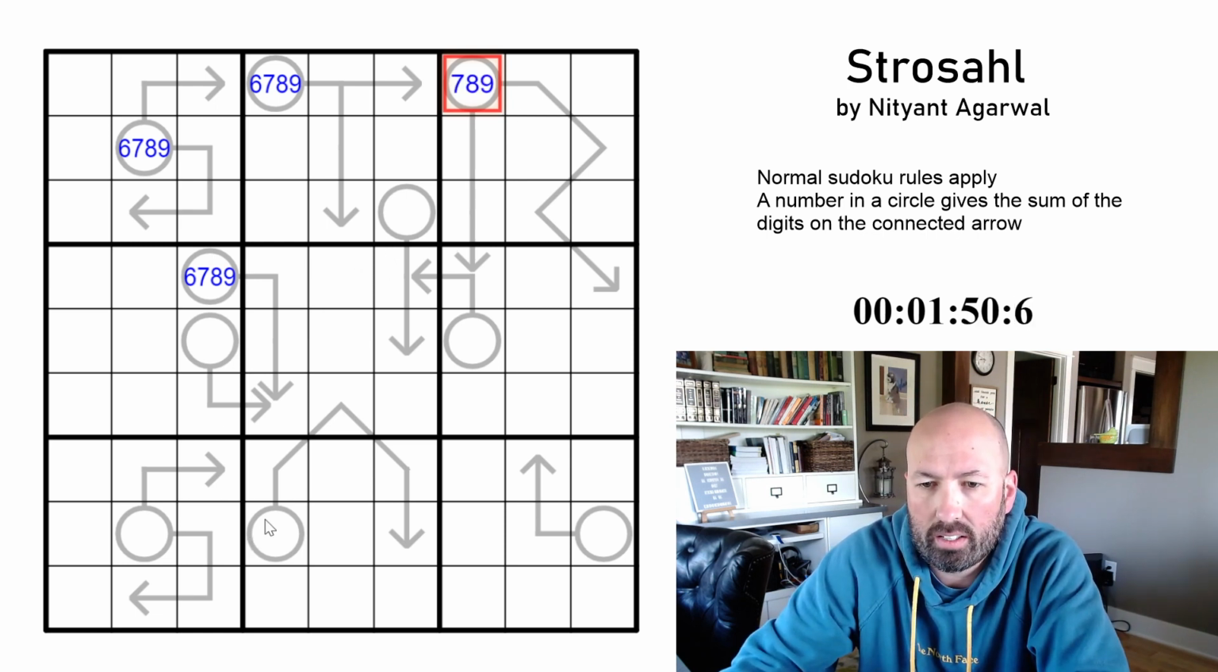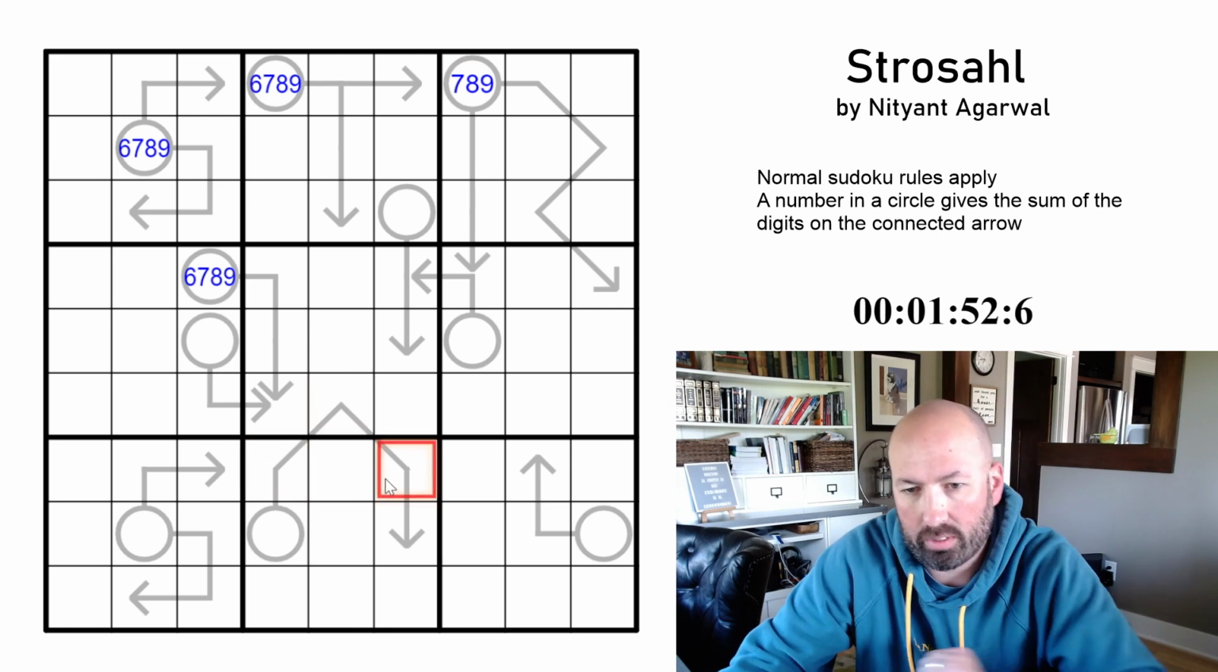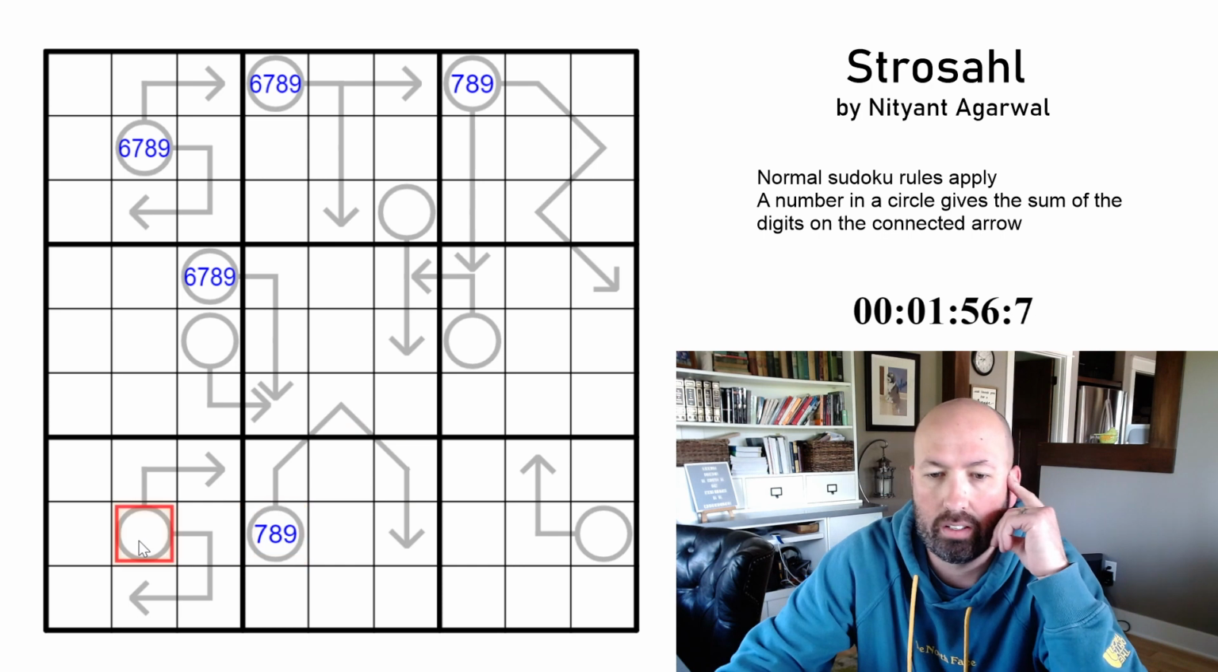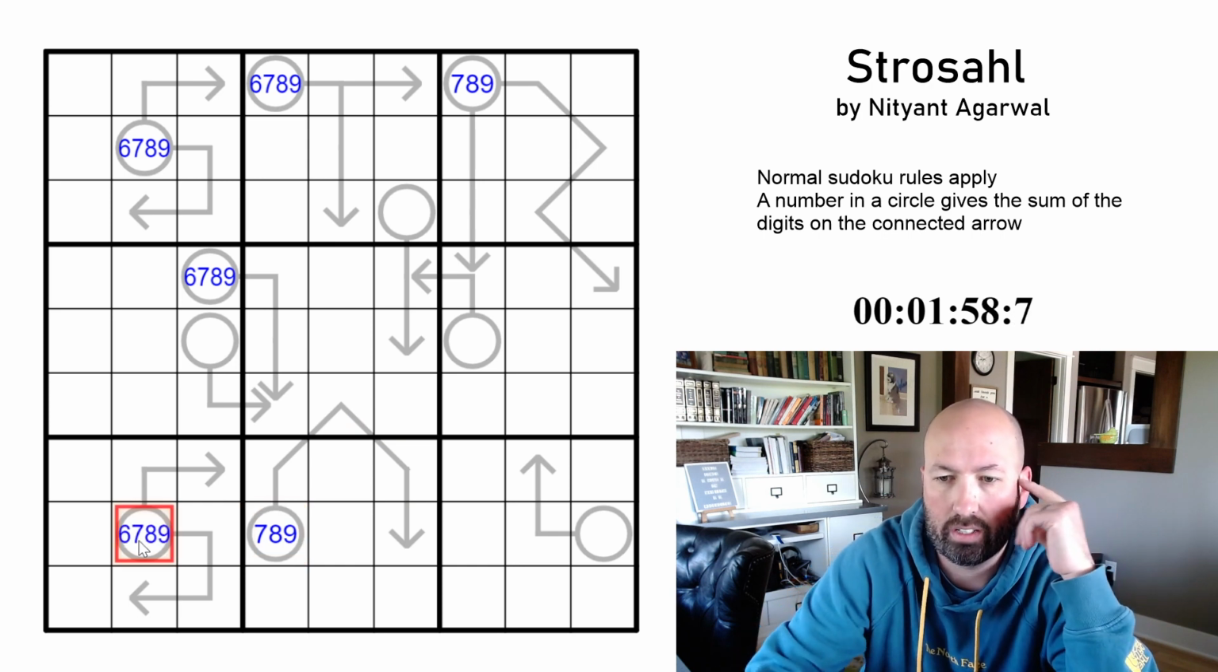But you've got the same kind of thing down here. This one's got 3 in one box plus another one. So again, minimum of 7. This is a minimum of 6.